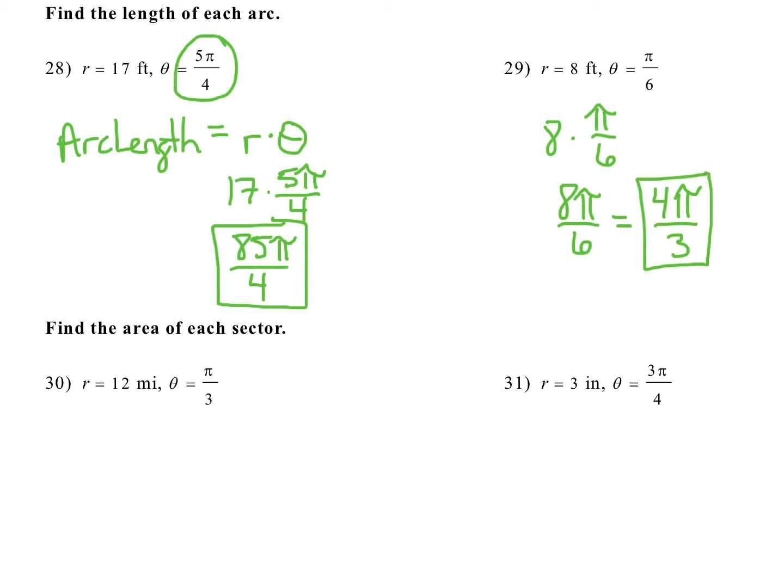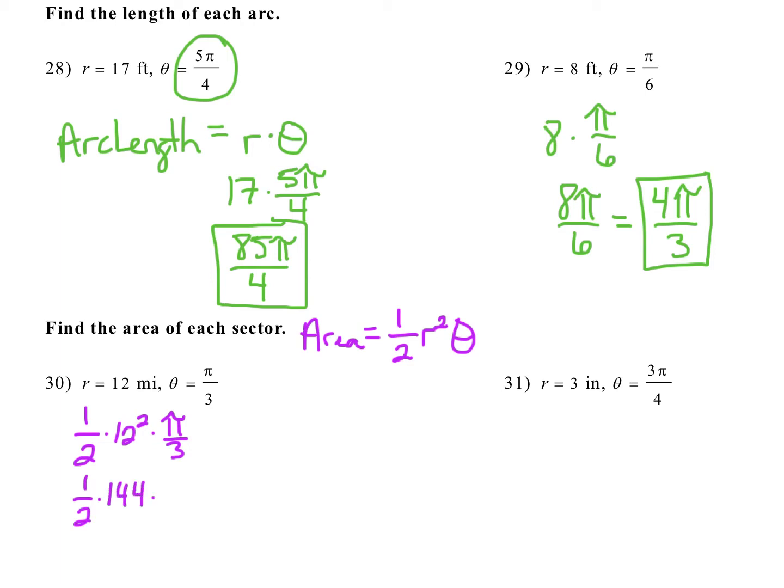For numbers 30 and 31, we're going to find the area of the sector. So area is equal to 1/2 r squared theta. So we just plug in, so 1/2 times 12 squared times pi over 3. So that would be 1/2 times 144 times pi over 3.